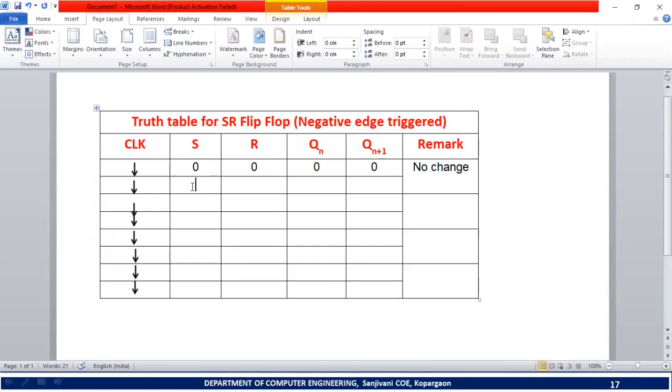Then the next possibility. S and R are both 0 0, and the present state is 1. What will be the next state? No change means the next state will be 1.